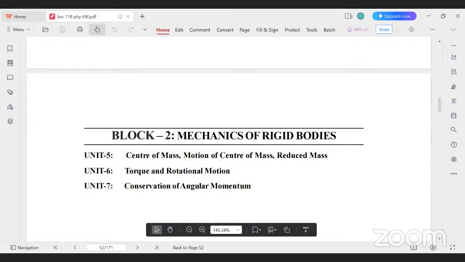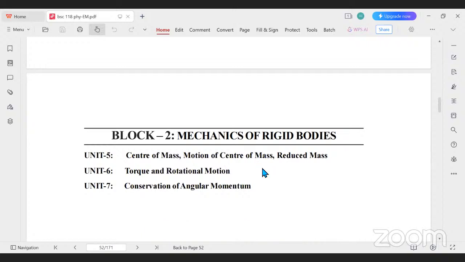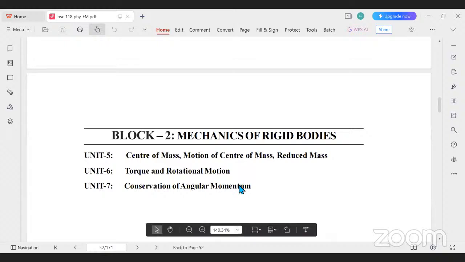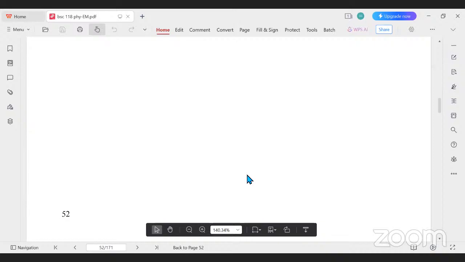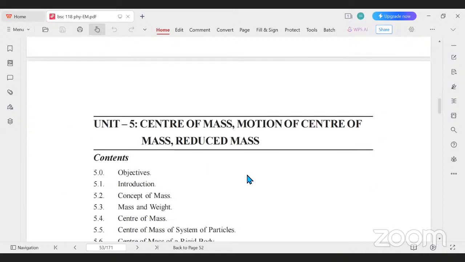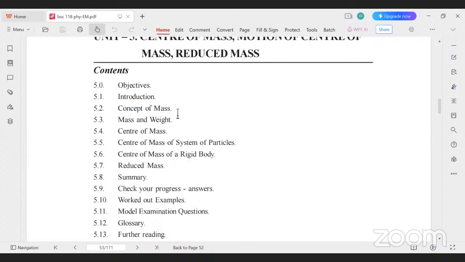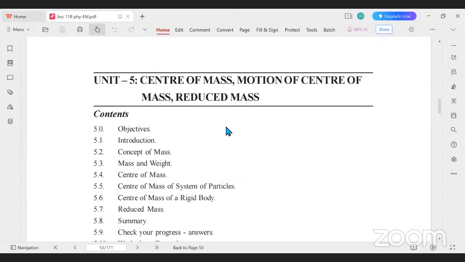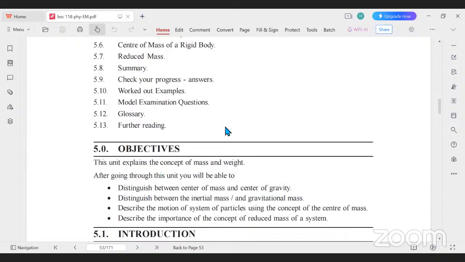Then if I am talking about the center of mass, motion of the center of mass, reduced mass, torque is nothing but if you are giving some external force to that, how it rotates, how that mechanism works for that motion. Then conservation of angular momentum. These are the topics to be discussed. So this will be the next extension of your rigid body. Okay, so these are the topics.